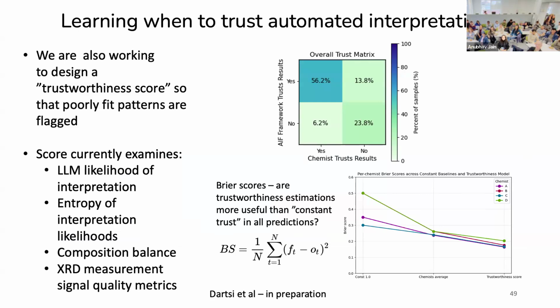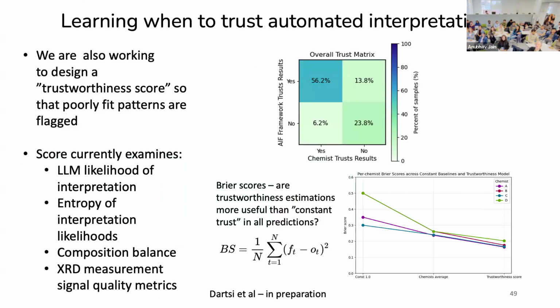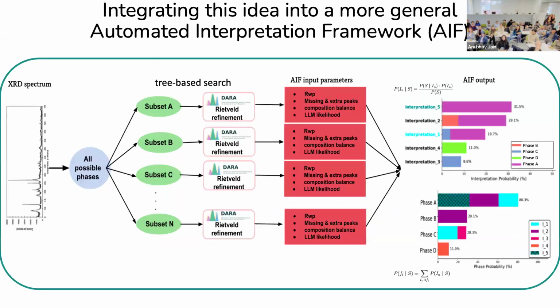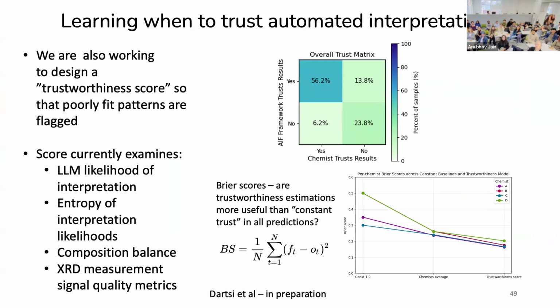Okay, we also were looking to design a trustworthiness score so that poorly fit patterns are flagged, because again, neither is a big category here. I don't know if we can get rid of the neither, but we can hopefully flag the neither. So we look at things like the LLM likelihood of an explanation and the entropy of the interpretation likelihood. If there are lots of different interpretations but they're all similar in probability, then we have less confidence that one of them is correct over the others. Composition balance, other things as well. But the idea is that we want the chemist trusting the results to match whether our framework trusts the results. So yes-yes and no-no is good, and off diagonals are bad. And we are getting pretty good results there in terms of telling chemists when they can trust the results.